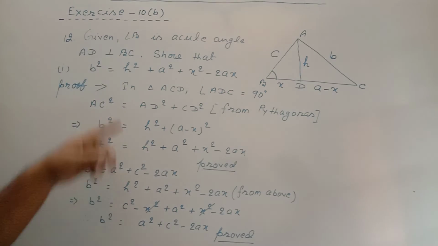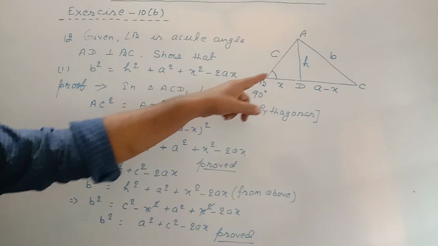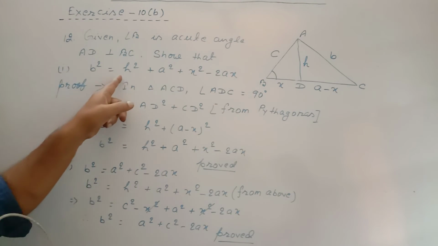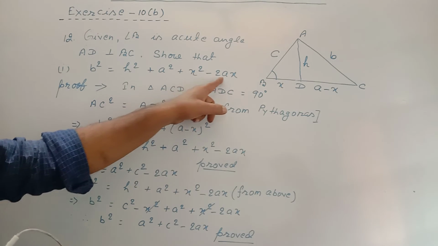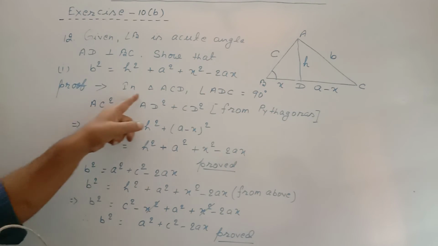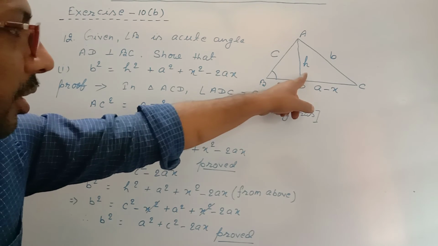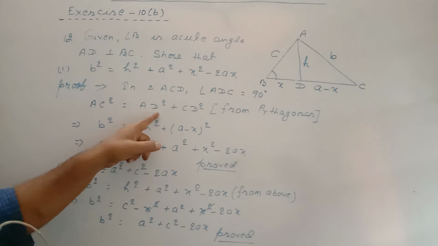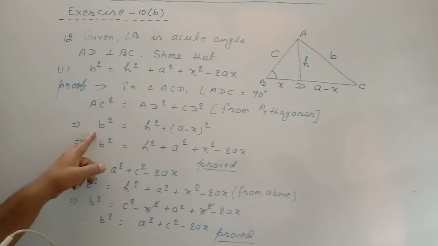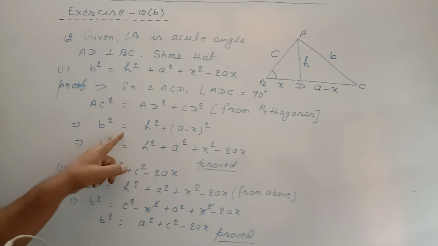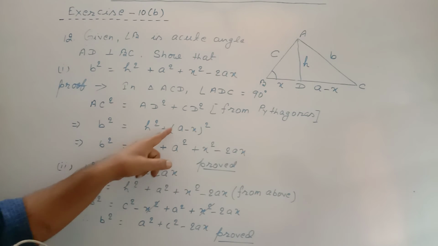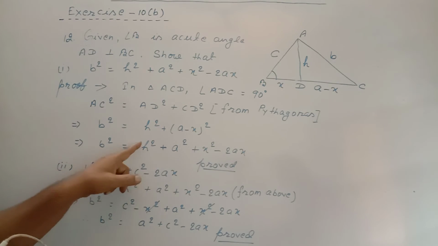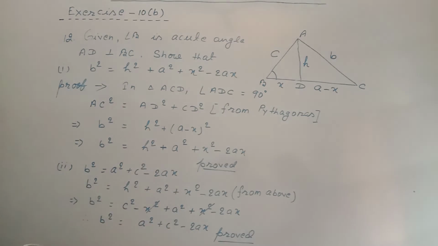For that I have written here, given angle B is acute angle, this one angle B is acute angle and AD is perpendicular to BC. So that Roman number 1, b square equal to h square plus a square plus x square minus 2ax. In triangle ACD, angle ADC equal to 90 degree. This angle is 90 degree. So from Pythagoras theorem we can write AC square equal to AD square plus CD square. AC is b, so AC square means b square equal to AD square means h square plus CD is a minus x whole square. So b square equal to h square plus a square plus x square minus 2ax. Proved.